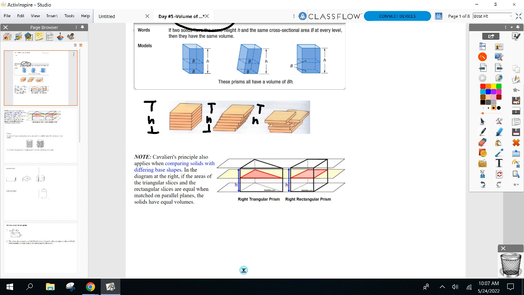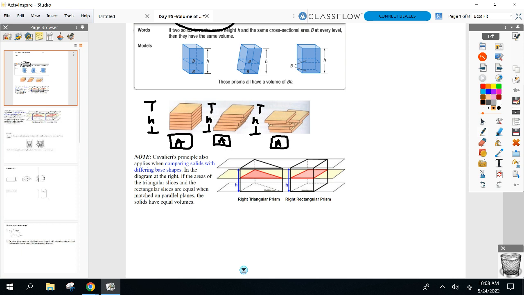And remember talking cross-section on the quiz? If I took a cross-section here, found the area, took a cross-section on the second one, found the area, and took a cross-section on the third and found the area, if all 3 areas are equal, they all have the same volumes. So if I took the area of this cross-section, and area of this cross-section, they all have the same volumes.